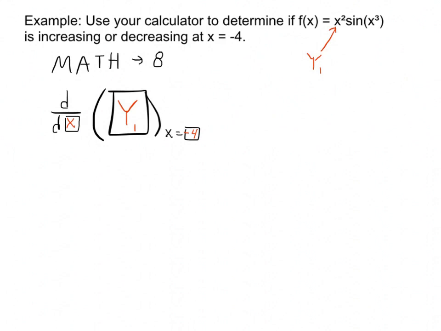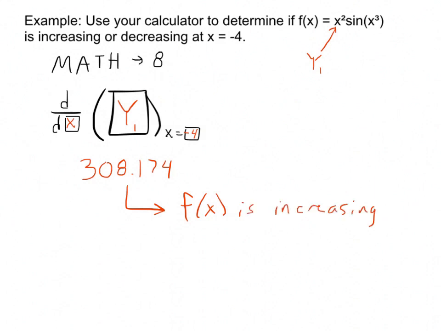So when I threw that into the calculator, I found out that this derivative was 308.174. And remember from what I said before, it really doesn't matter how positive or negative this is. All that matters is because this is positive, we know that our function, f of x, is increasing at our value, x equals -4. So there's a couple problems in the homework tonight that ask you to find out if a function's increasing or decreasing using the calculator, and the key is use Math 8. If you use Math 8, you'll be fine.